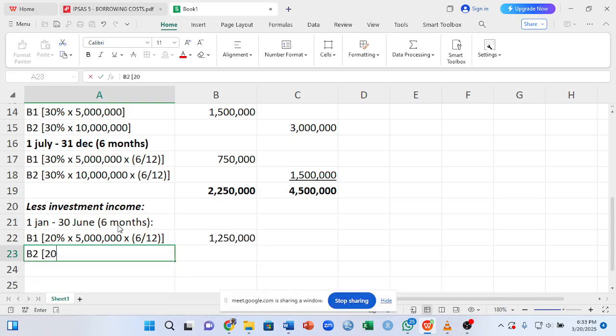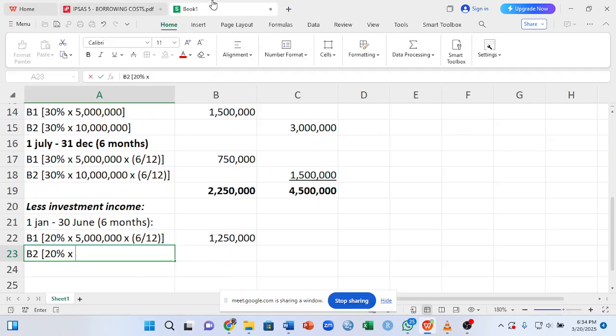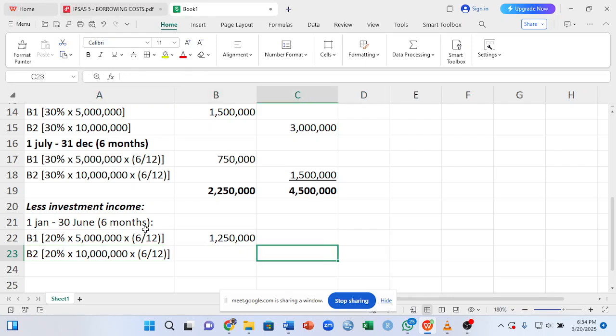Building 2 will be 20% of the idle fund. So let's check the idle fund. The total amount for building 2 over here was 20 million, 10 million plus 10 million. That means we only used a portion on 1st January, meaning the remainder, 10 million, was lying idle until when we used it on 1st July. So it was lying idle from 1st January to 30th June, which is also 6 months. The idle amount is 10 million in this case. Then multiply by 6 on 12. That will give us 1 million.